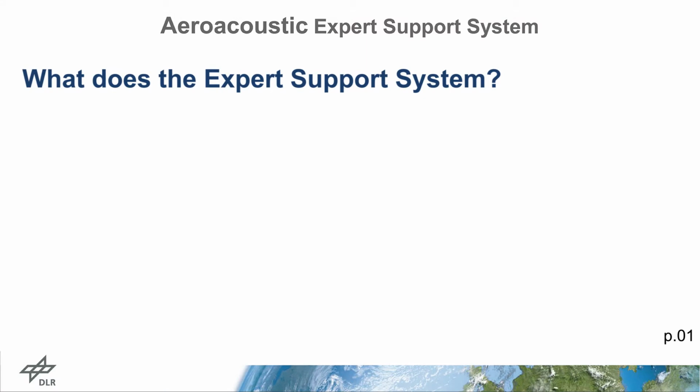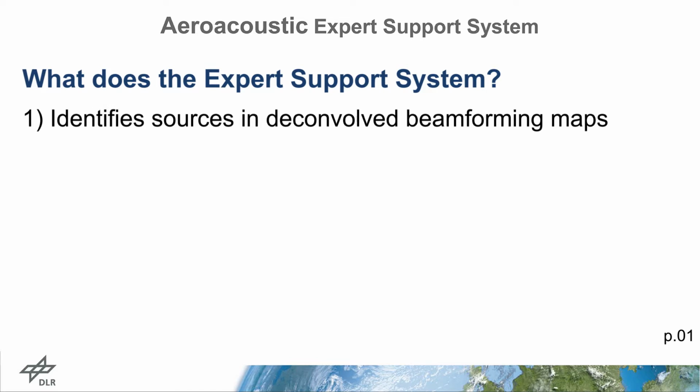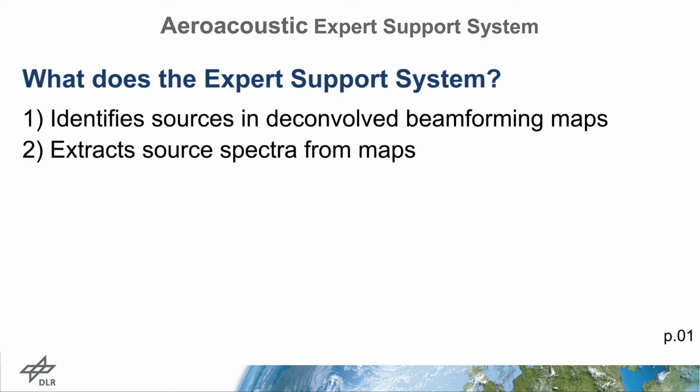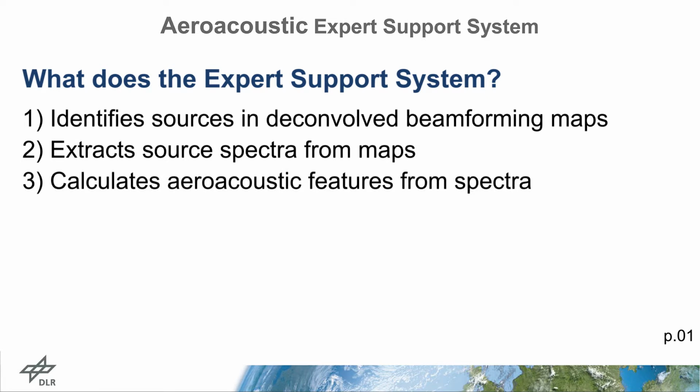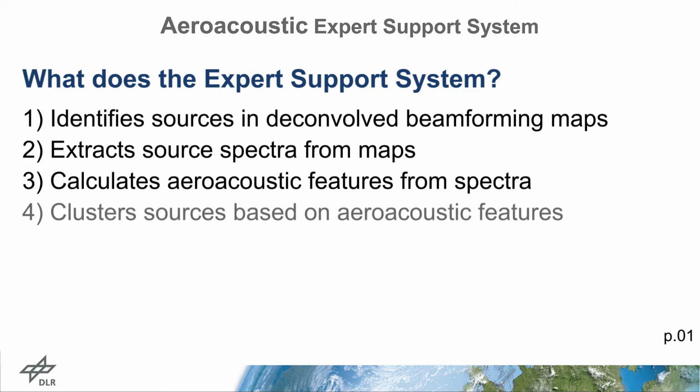So, first of all, what is an expert support system? What does it achieve and why would I need this? An expert support system supports an expert in his or her work by providing additional information about a problem or task. Our expert support system is able to identify aeroacoustic sources in deconvolved beamforming maps and then obtain their corresponding spectra. It then calculates a variety of aeroacoustic properties based on these spectra and other parameters such as the spatial distribution of the source. Finally, it predicts which sources feature the same source mechanism. This enables aeroacoustic experts to identify and analyze a huge number of sources within minutes.